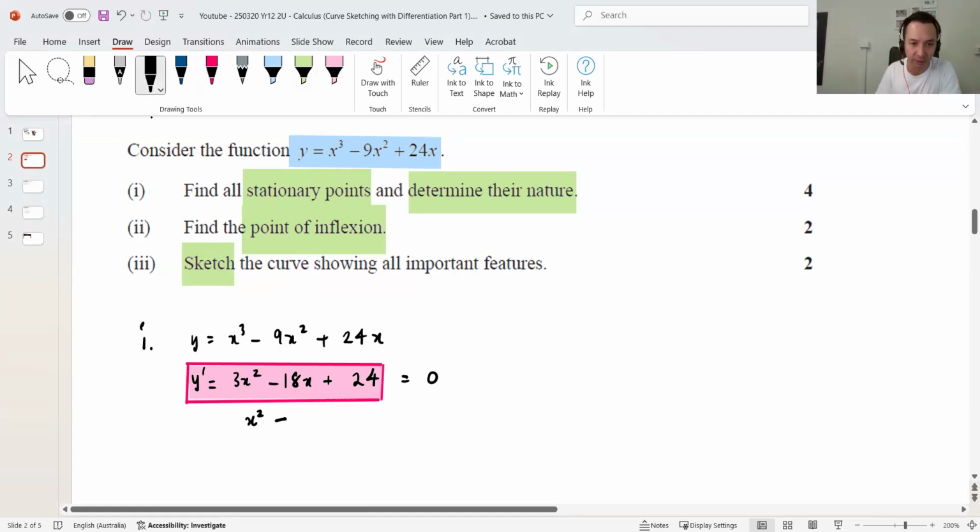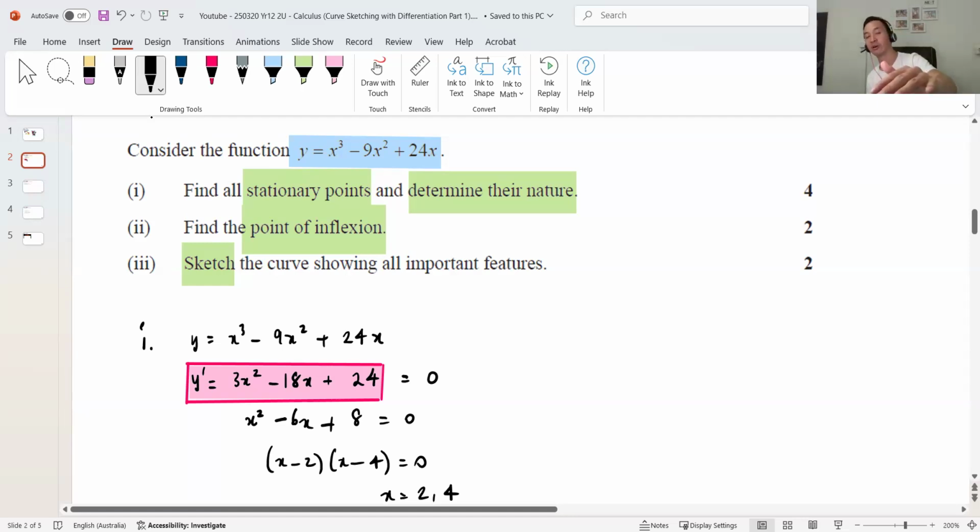All right, dividing by 3, you get that. That's nicely factorizable, right? x minus 2, x minus 4, and x equals 2 and 4. Great. So the steps are like this, guys. Differentiate, let it equal 0, find the value of x, right? Solve, and then sub that into the original to find the y value so you can know where your stationary points are.